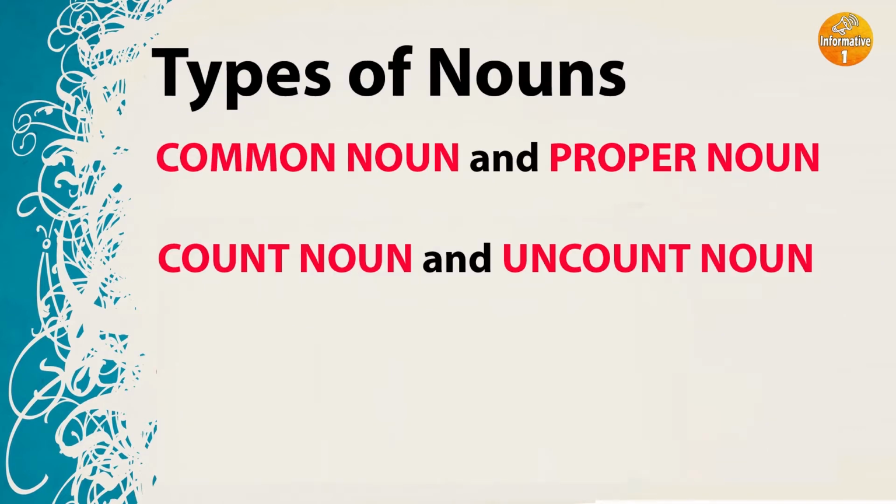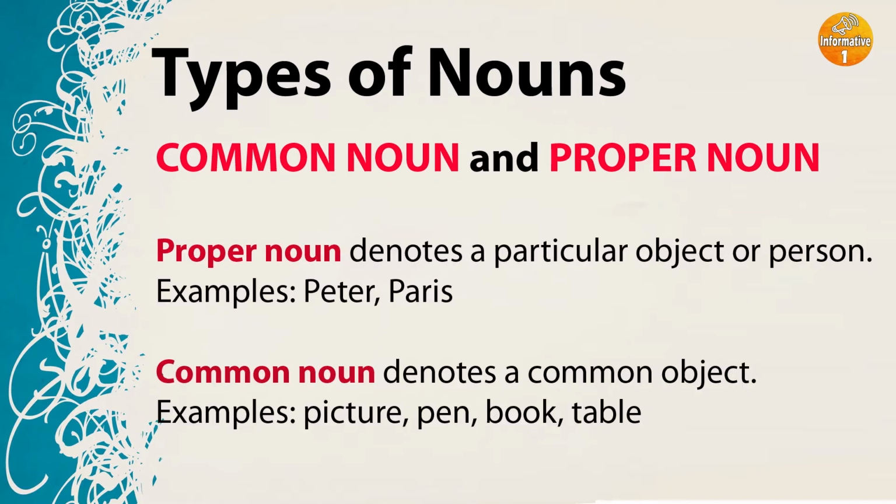Nouns are divided into common and proper nouns and count and uncount nouns. So, what is a proper noun? A proper noun is any noun that is used for a specific or a particular object or person. For instance, Peter, Paris. So, Peter is a certain person and Paris is a certain place, as opposed to a noun that's used more generally, like a picture or pen, which could mean any picture or any pen. That's a common noun. Now, it's important to remember that proper nouns are always capitalized. So you will write Peter with a capital P wherever it occurs in a sentence, as opposed to a common noun which will not be capitalized unless it's at the start of the sentence. So that is one thing.